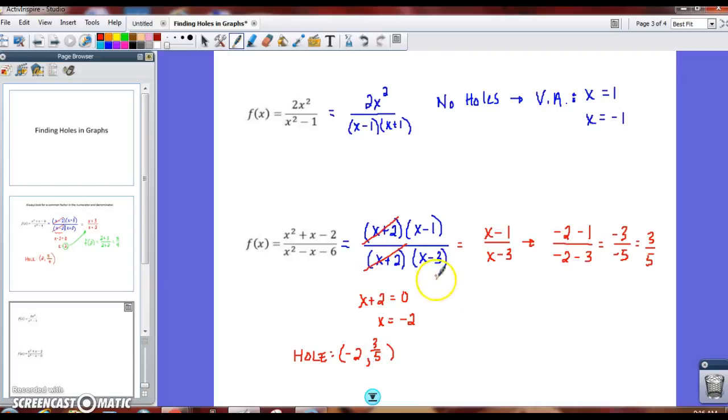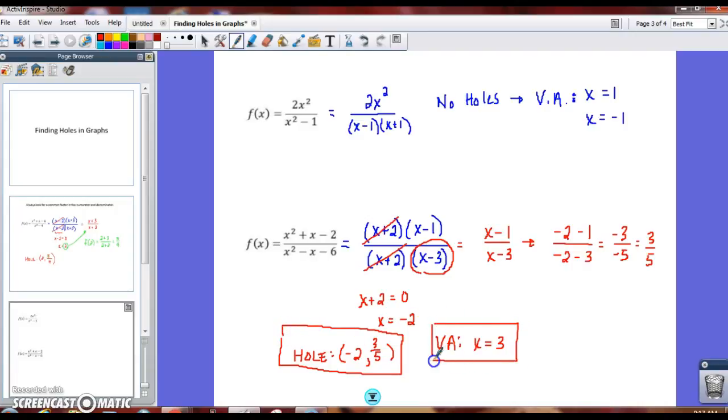Now watch here for a second. My vertical asymptote, the only thing that I have left in my denominator is this x minus 3. So I only have one vertical asymptote, which is at 3, because now I have a hole. Once you have a hole where you would have had a vertical asymptote, then that asymptote disappears. So I will not have a vertical asymptote at negative 2, but I will have a hole at negative 2, 3/5.